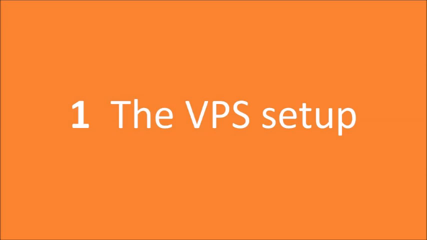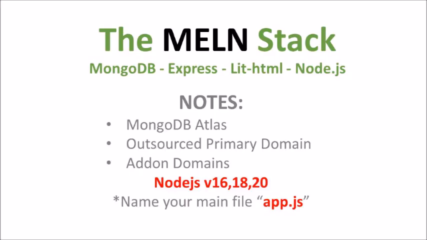So step number 1, the VPS setup. First of all, just to go over the stack that I'll be using. For this project, I'm using the MELN stack, so MongoDB, Express, Lit, HTML, and Node.js. But this tutorial is also good if you're using React or Angular or other stacks. Our app will be connected to MongoDB, and our domain names are with the registrars, so we'll configure for that, and we will also need add-on domains. And name your main app file, app.js.